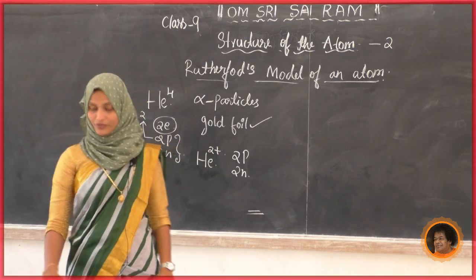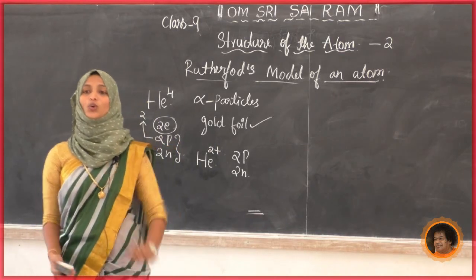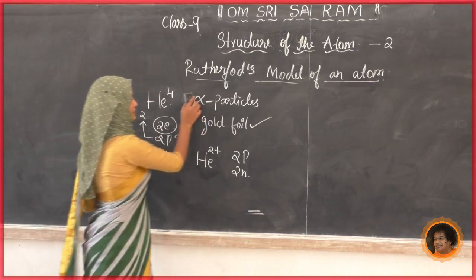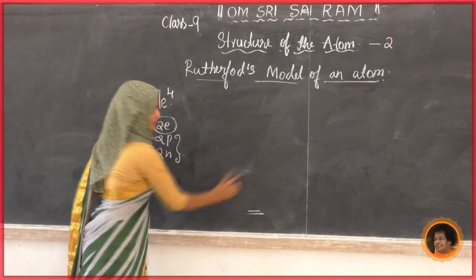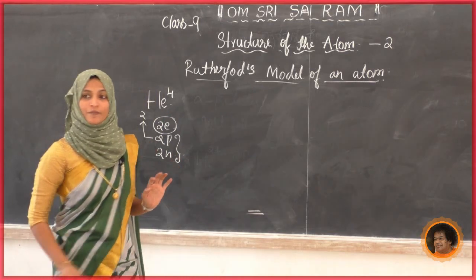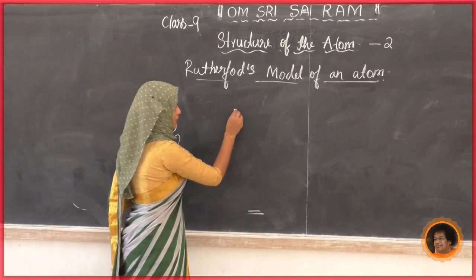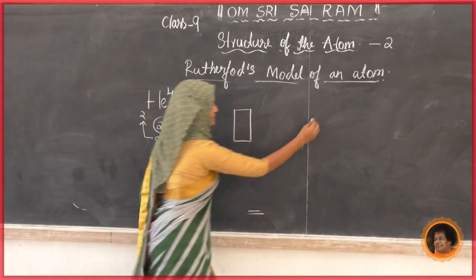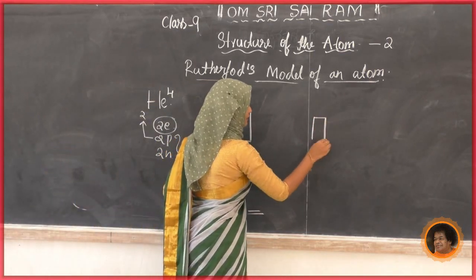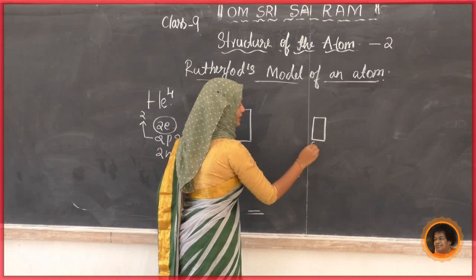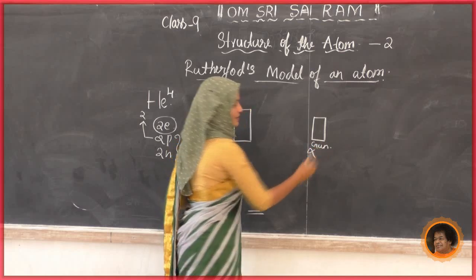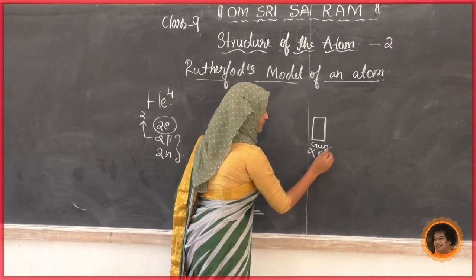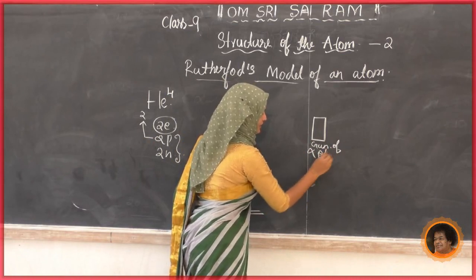Before that, we have to know the experimental setup and how he set it up. He is taking a gold foil here, and a source for the alpha particles, a gun of alpha particles.